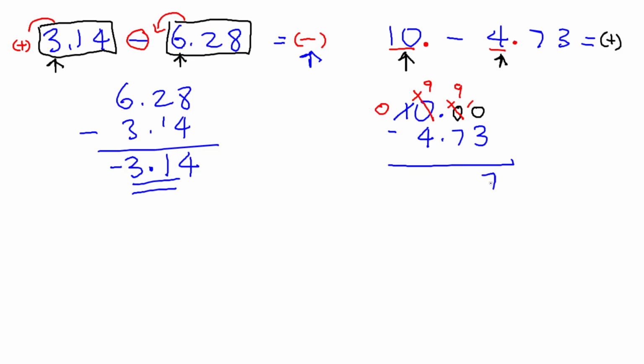So let's write it here, 7. 9 minus 7 will be 2. Bring down your decimal point. 9 minus 4 will be 5. And it's positive, so this final answer is 5.27.